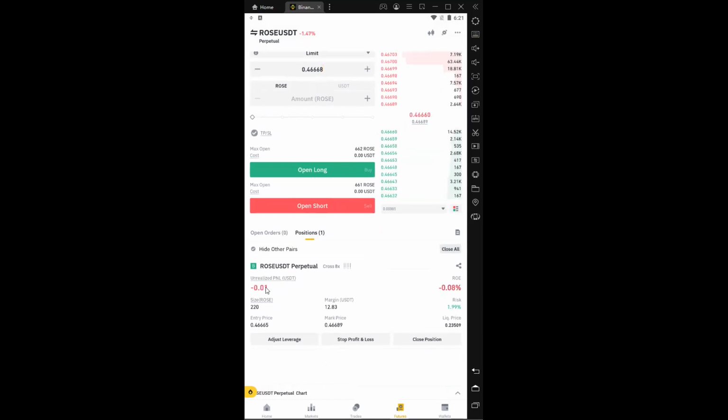This position is the details of this coin that I just longed right now. This unrealized P&L is my profit or loss at that particular point in time. This margin is the amount I put in, which is $12. This is my entry price. This is the current market price. And this is my liquidation price. So if the price of this coin goes to $0.235, the whole of my $50 will be gone.